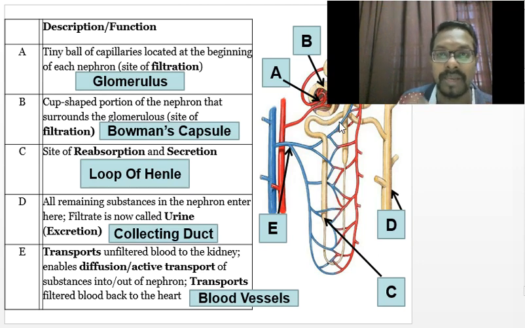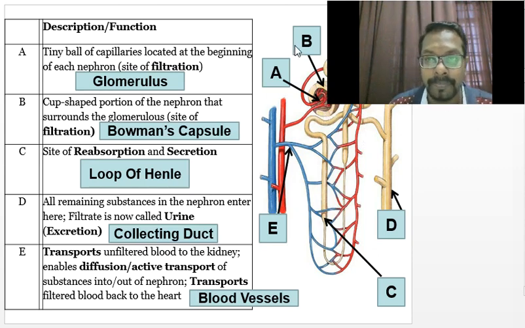Glomerulus is actually inside the Bowman capsule. Okay, inside. So, a tiny ball of capillaries located at the beginning of each nephron site. They play a major role in filtration. We call it glomerulus, inside the Bowman capsule.